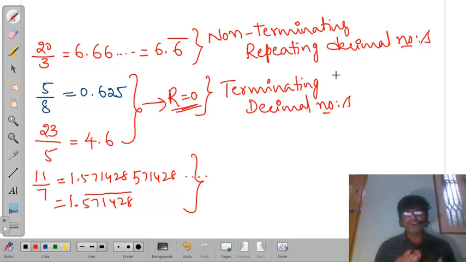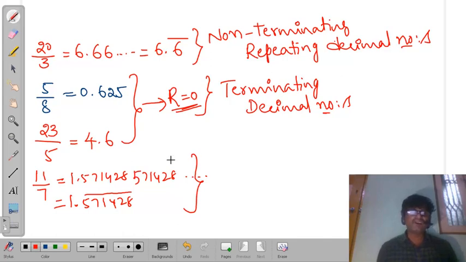From that, what can you conclude about irrational numbers? The decimal numbers other than this form are irrational numbers. That means non-terminating, non-recurring, or non-repeating decimal numbers are irrational numbers.